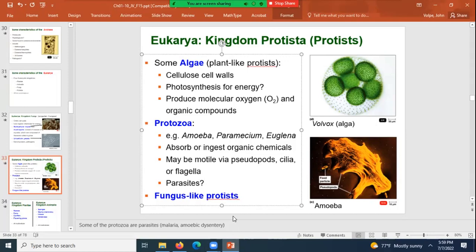And then the third grouping of the kingdom protists are the fungus-like protists. And we won't talk much about them, but water molds, which cause potato blight, which cause the potatoes to rot in Ireland, which caused a lot of the Irish to come over to America, was actually caused by the fungus-like protists. Any question about any of that?